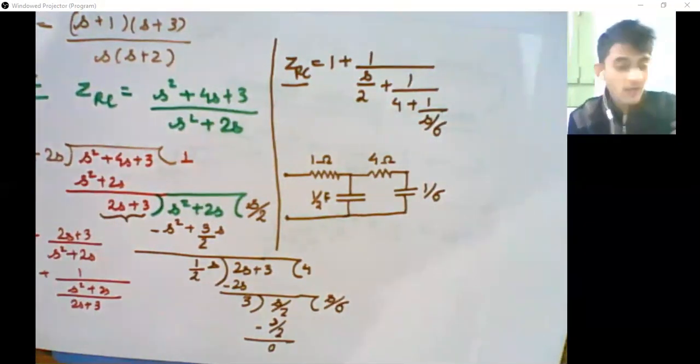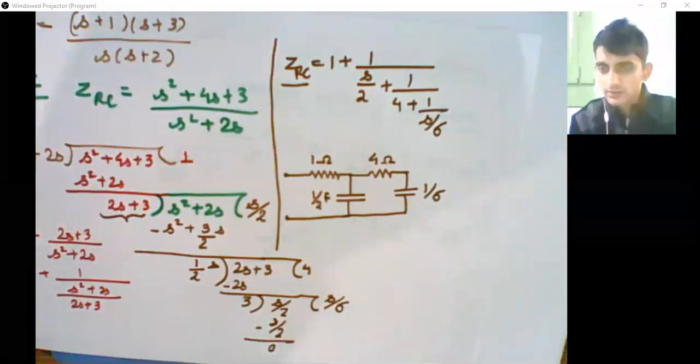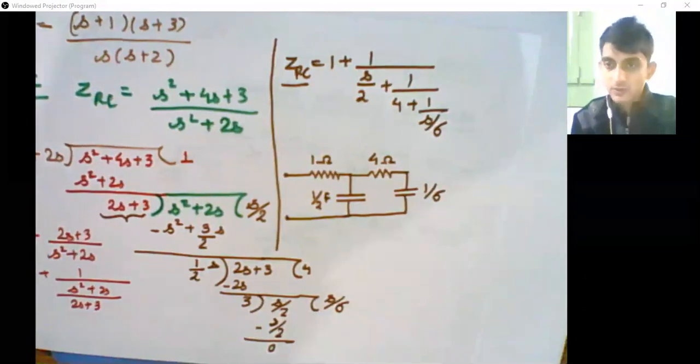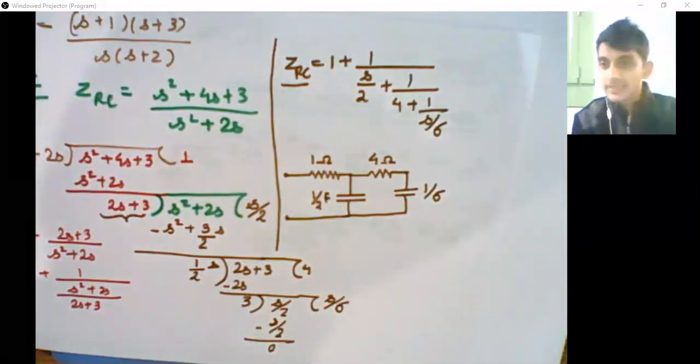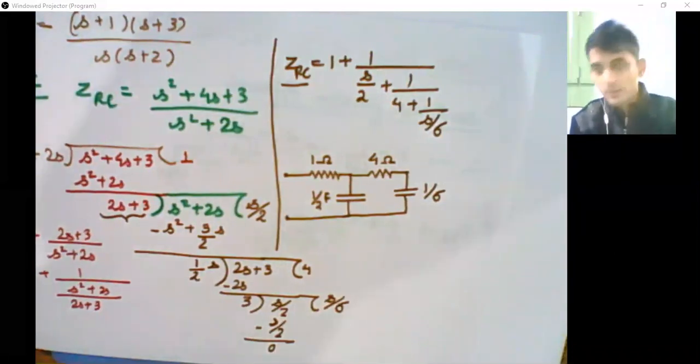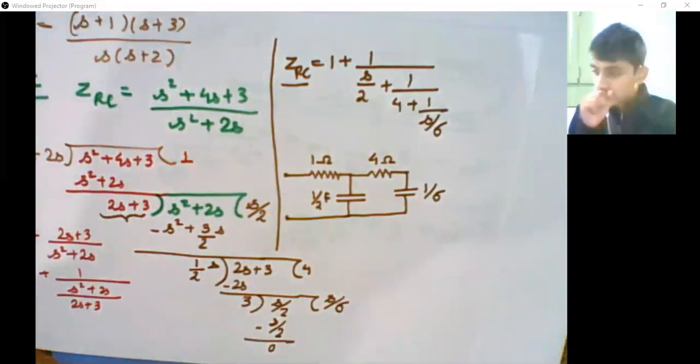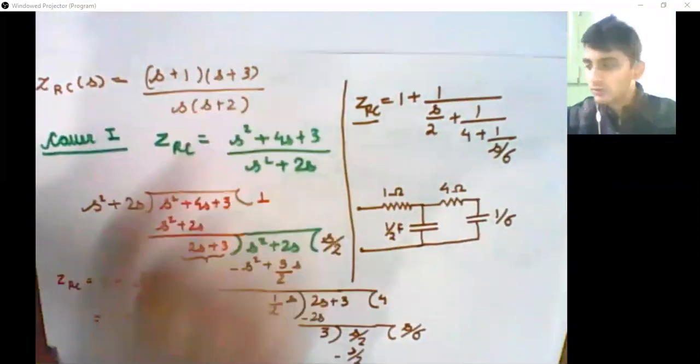Remember that in Cauer forms there is no restriction that you can only do it for ZRC, you can only do it for YRC. It actually depends on the approach of creating the continued fraction expansion. If you are trying to eliminate the highest degree, you will get Cauer 1. If you are trying to eliminate the lowest degree, you will get Cauer 2. Okay. So for the same example, let us now try Cauer 2 form.